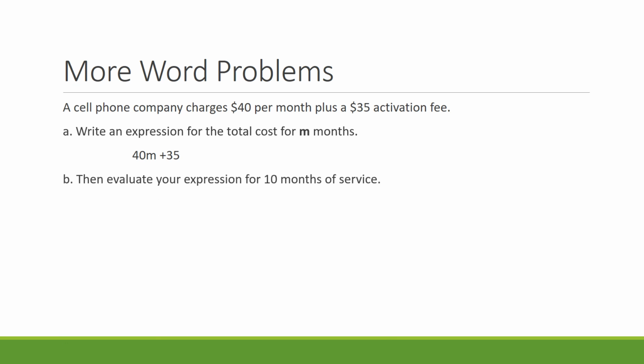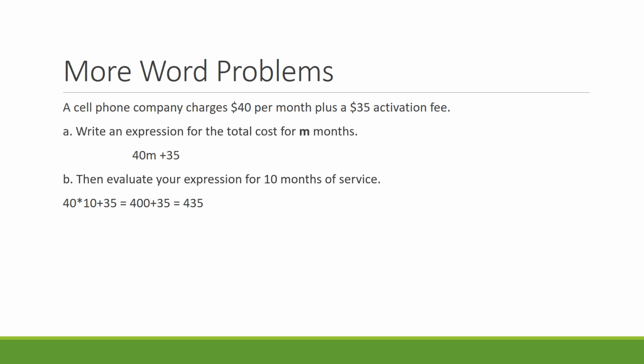One thing to note here is that the activation fee is only one time. If the activation fee was also per month, we would have to multiply the 35 by the total number of months. Since it's only a one-time fee, we only need to add it one time. Let's now evaluate the expression for 10 months of service. We know that m will now become 10. Let's take a look at our expression now.